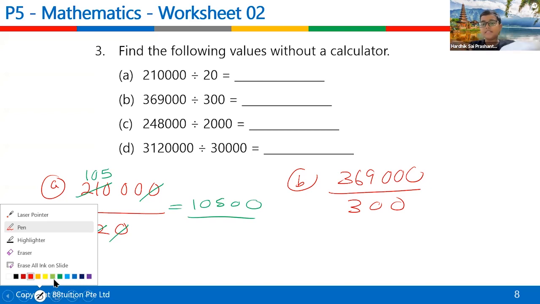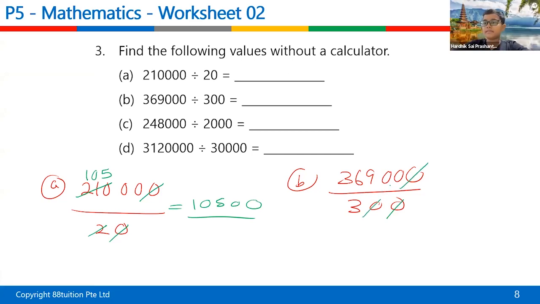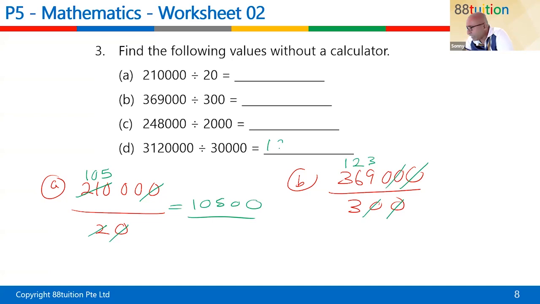1230. 1230. Wow, you're right. But let's see whether you're right. Okay, I'm going to use the way I do it. I cancel 10. I cancel 10. Right? I cancel another one. I cancel another one. Then I got 369 divided by 3. 3 divided by 3 is 1. 6 divided by 3 is 2. 9 divided by 3 is 3. So I'm left with 1, 2, 3, 0. Yes. Did you get that?